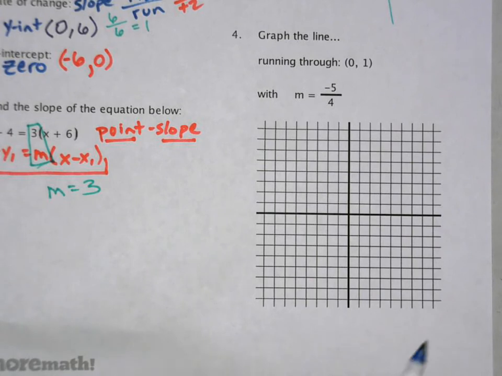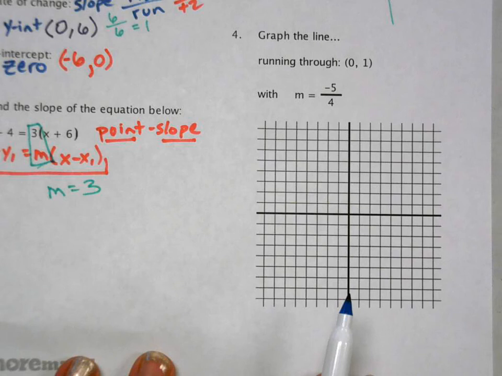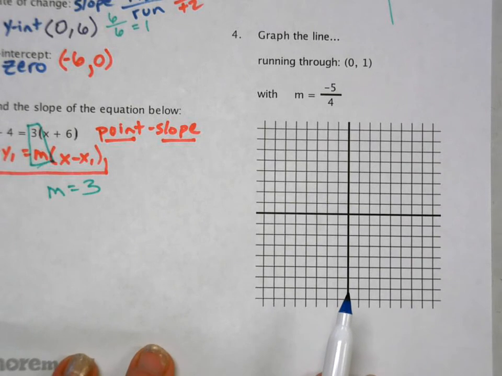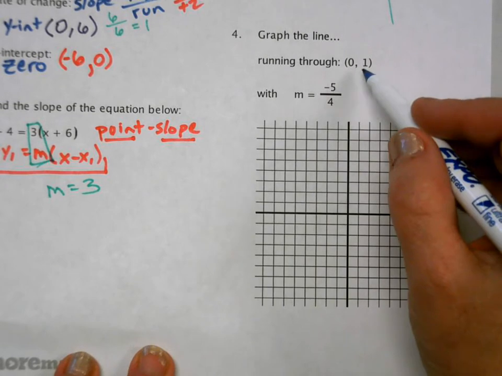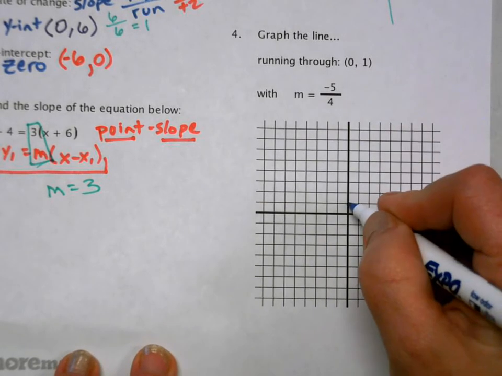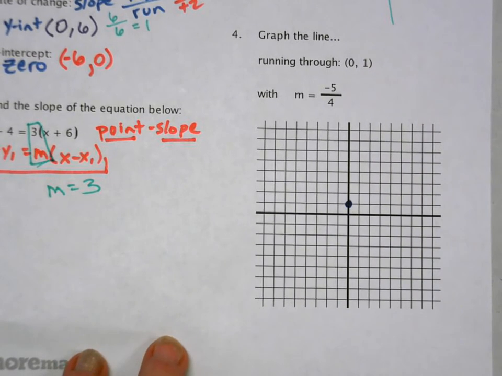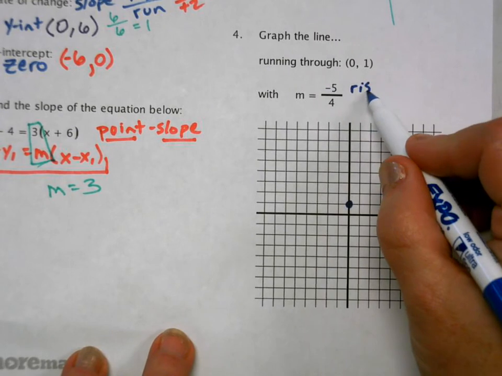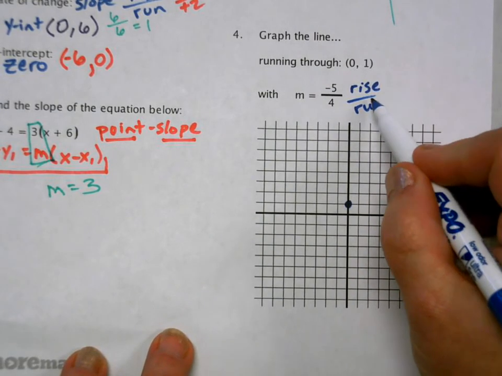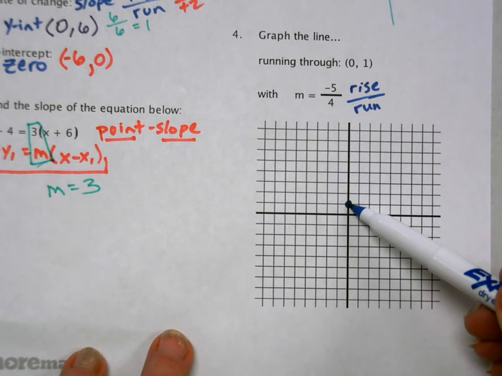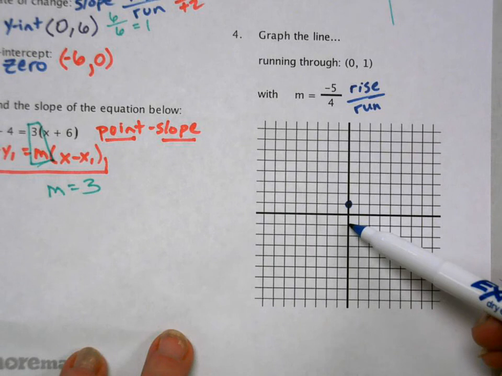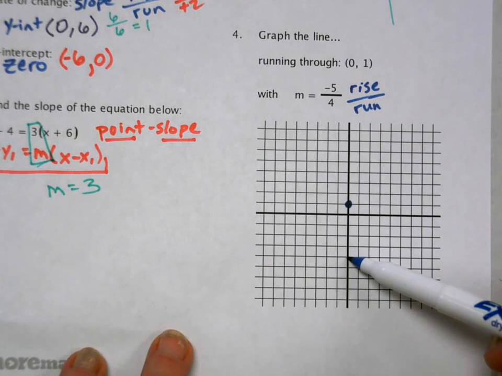So problem number 4 says to graph the line. So what's the first thing that we need to graph? The 0, 1, which is the y-intercept. And then it's the slope of -5 over 4. Okay, and then it's the rise over the run. So from here, am I going to go up or down? Down. Down how many? 5. Then what? Over 4. Positive or negative? Positive.